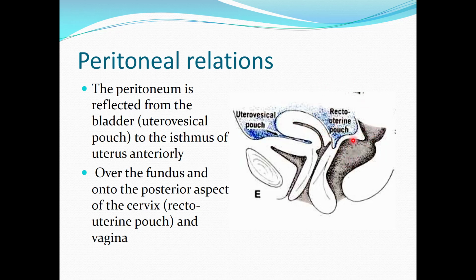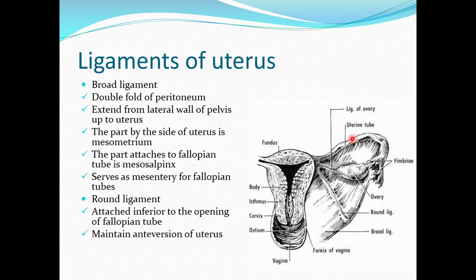This rectouterine pouch is also called the pouch of Douglas. So anteriorly there is one pouch, which is the uterovesical pouch, and posteriorly there is one pouch, which is the rectouterine pouch. Now we will discuss some of the ligaments of the uterus.